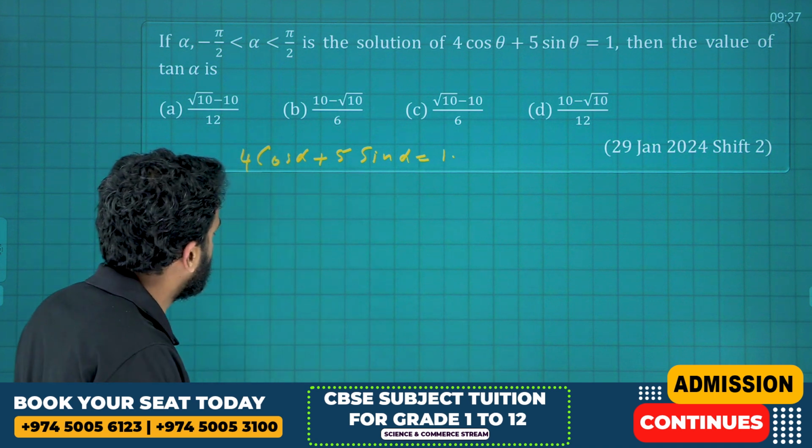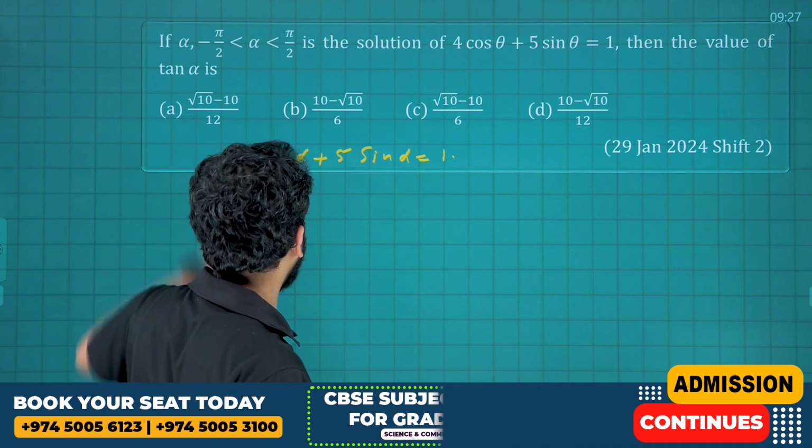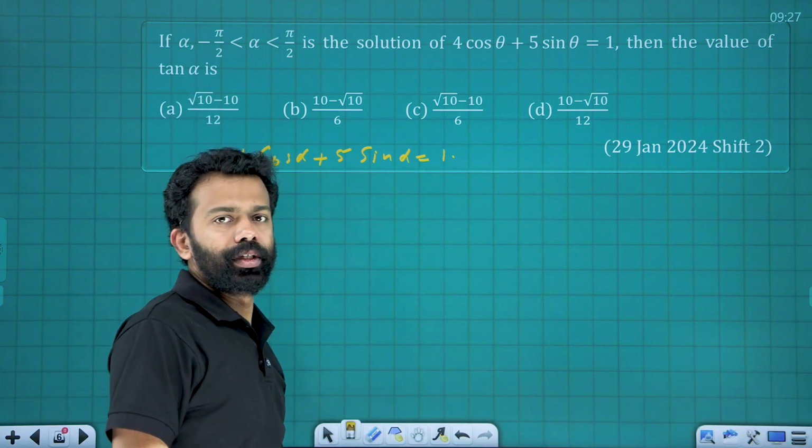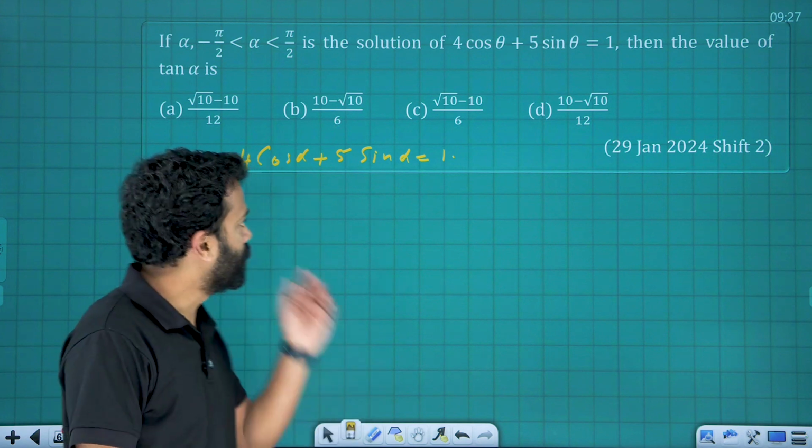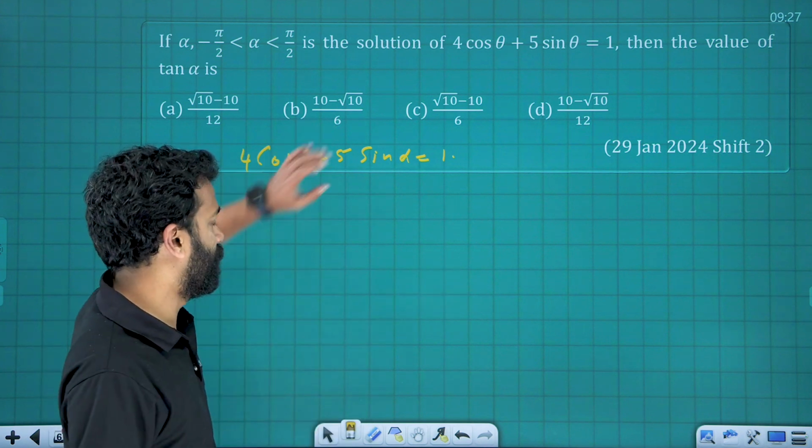Okay, that's about phase 1. And how will you get to tan alpha from here? See, there are many methods, two or three methods, that can be used to find tan alpha from here.